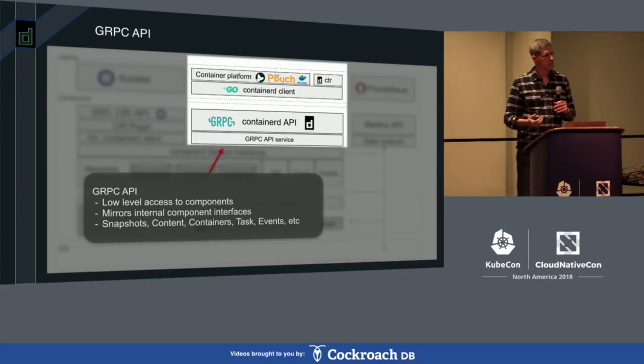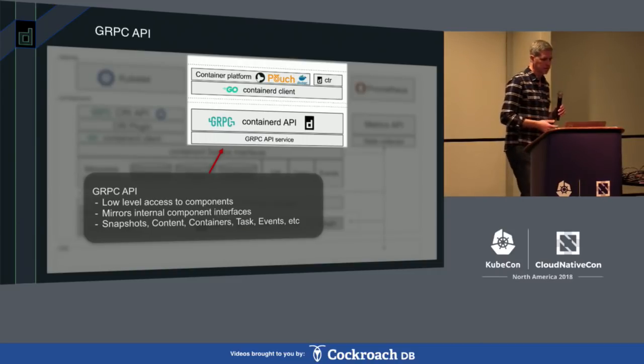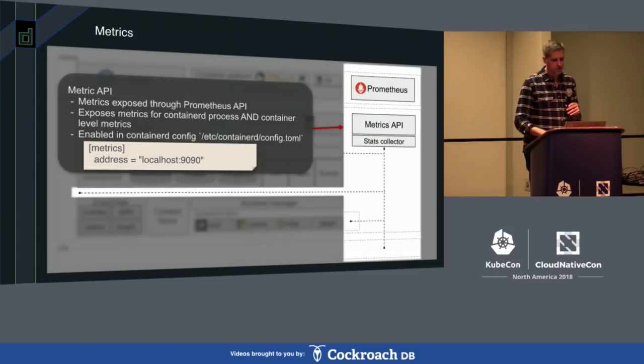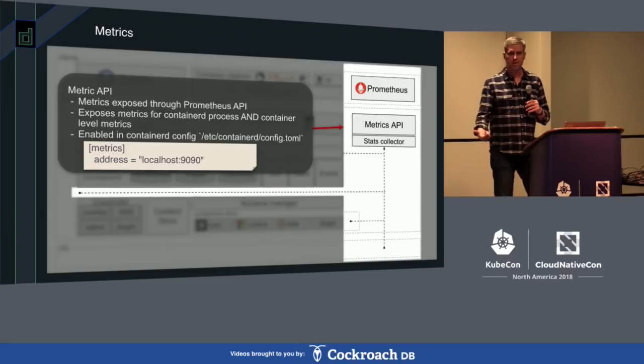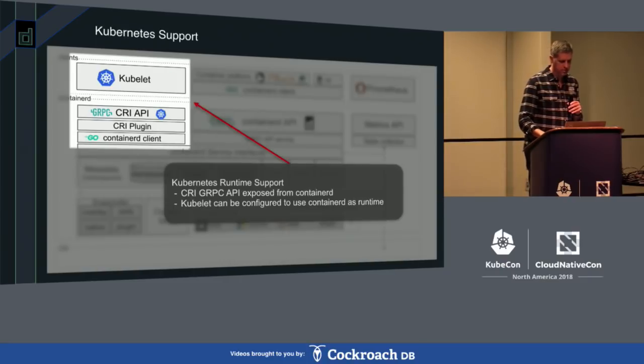So again, the high-level components: snapshots; content, which is the blobs, like from an image, the manifest, the layers; and then containers themselves; and tasks, which are obviously the PIDs, the actual process running within a container; and then an entire event structure around that. So, start container, stop container, eventing. Metrics are exposed through Prometheus. You can get metrics about Containerd itself, and also container-level metrics from this endpoint, so you can simply enable that in the Containerd config and have access to metrics.